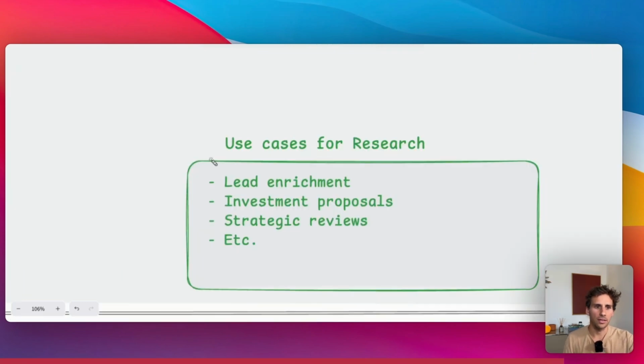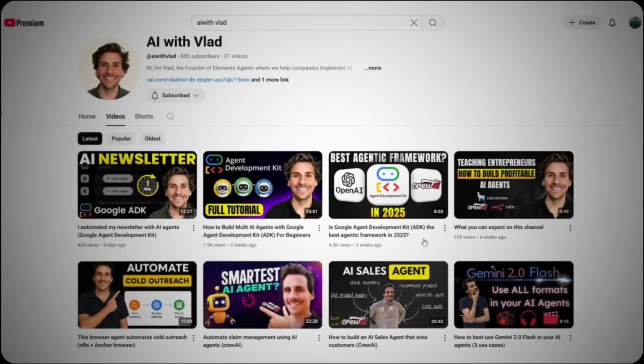So you could be using those research agents to enrich data about your leads, but also to come up with investment proposals, strategic reviews, and so on. So awesome. You've just seen five of the most common AI agent types and how they can automate any of your business workflows. Like I said earlier, I have step-by-step tutorials showing you exactly how you can build each of the AI agents I showed you today.